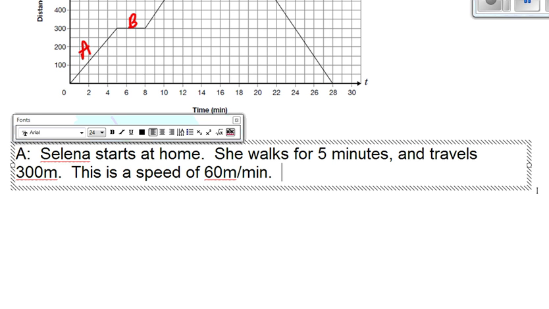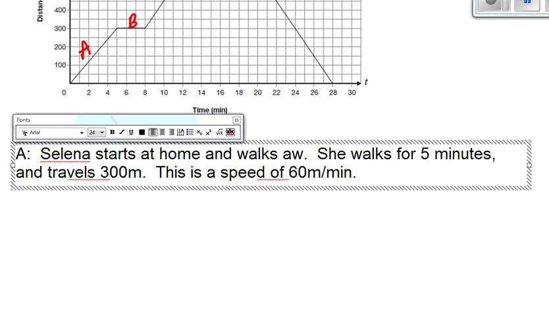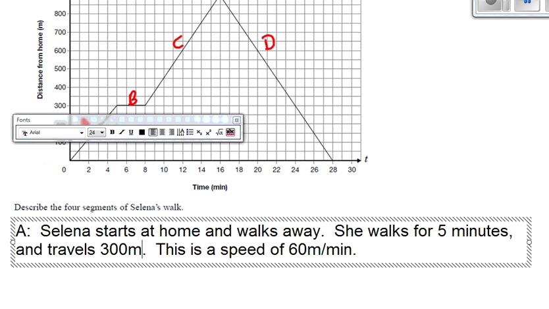Now, what I don't really have indicated is a direction. So I'm going to put just simply, she starts at home and walks away. So the only direction I have, because I don't even know where she's going, the only thing I have is home. So my directions either have to be away from home or towards home. Those are the only options I have. And in this case, she starts at home, so she must be walking away.